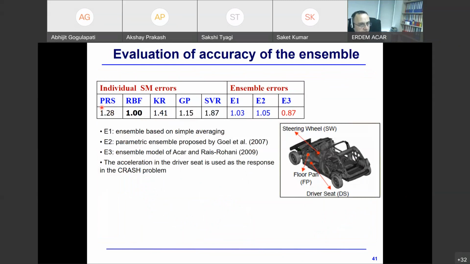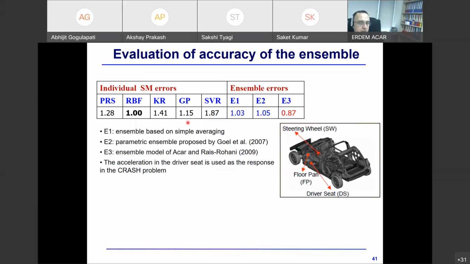We used 5 different surrogate models, including polynomial response surface, radial basis function, kriging, Gaussian process, and support vector regression. Now I am concentrating on the acceleration in the driver's seat as the response value in the crash problem. While generating the surrogate model, we used 100 training points, and at the end we found that radial basis function was the most accurate surrogate model.